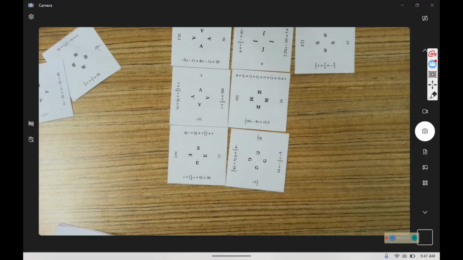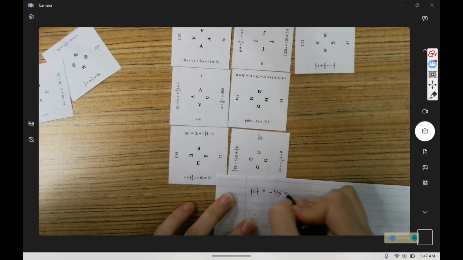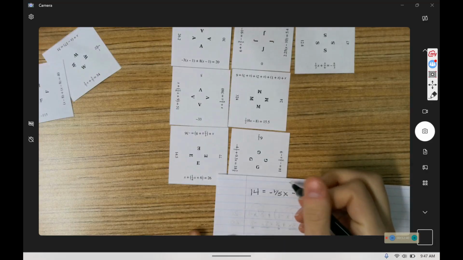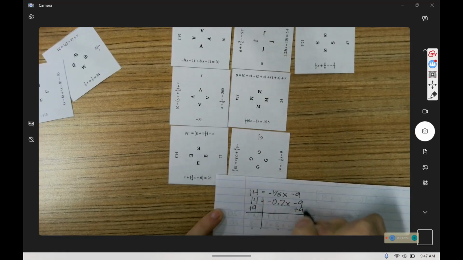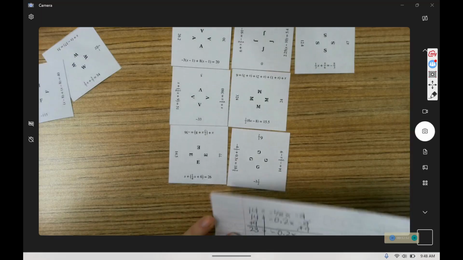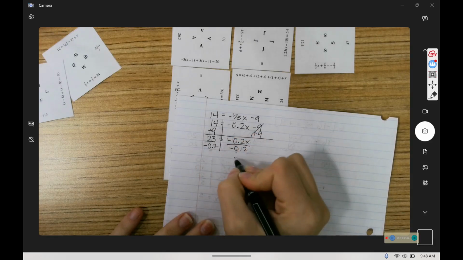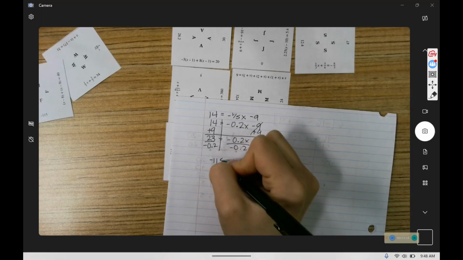Alright, let's solve this equation down here. I have 14 equals negative 1/5 x minus 9. I'm going to change this one to a decimal. 1 divided by 5 is 0.2. Add 9 to both sides. 14 plus 9 is 23. Divide by negative 0.2. And that is negative 115.